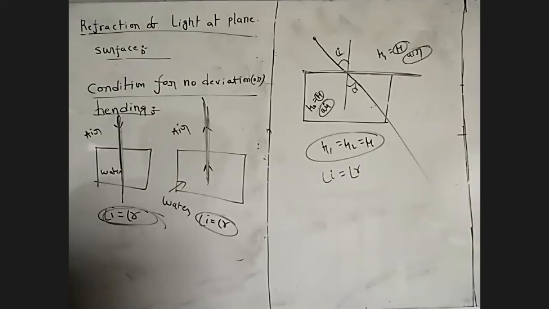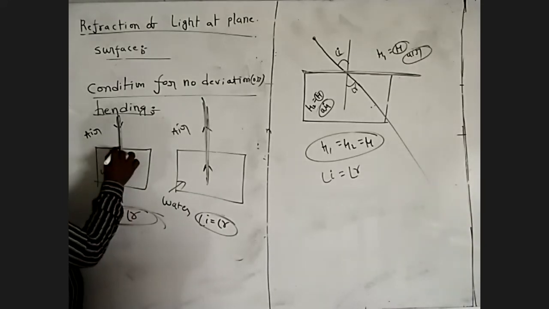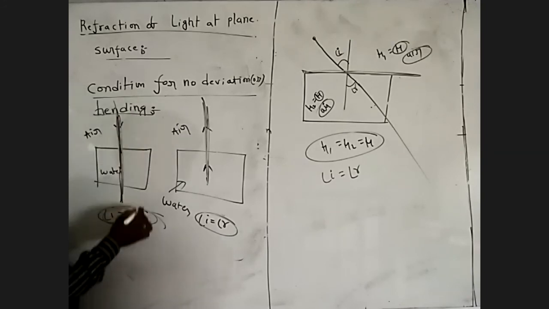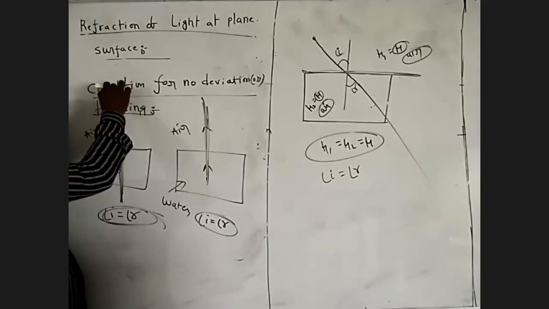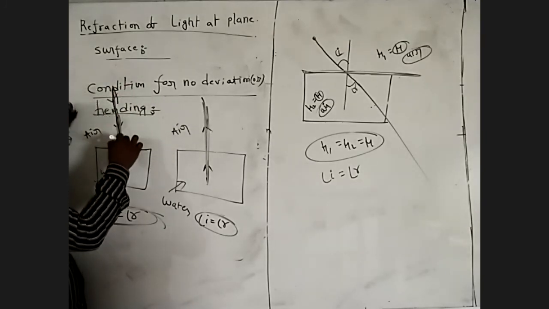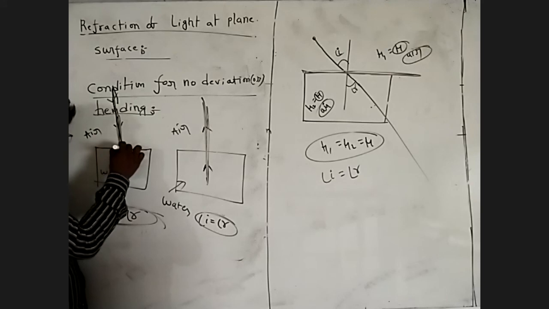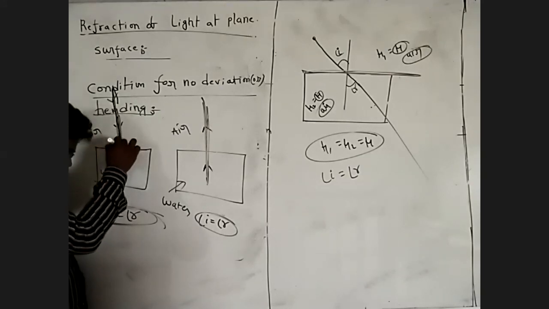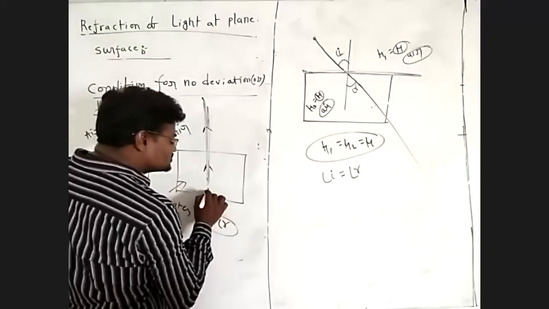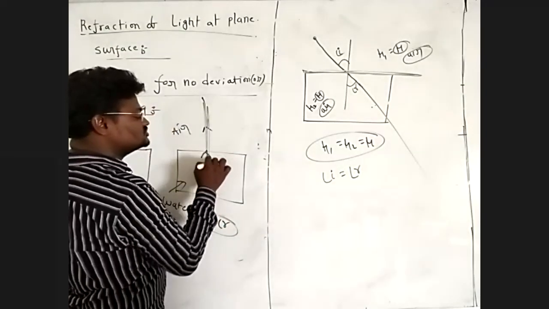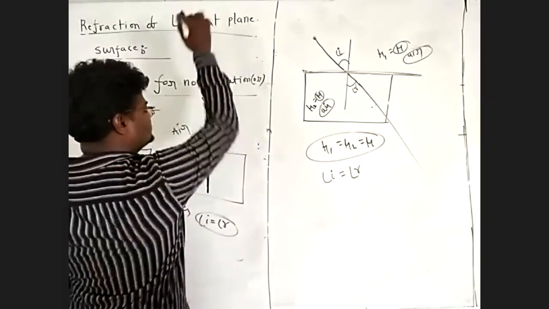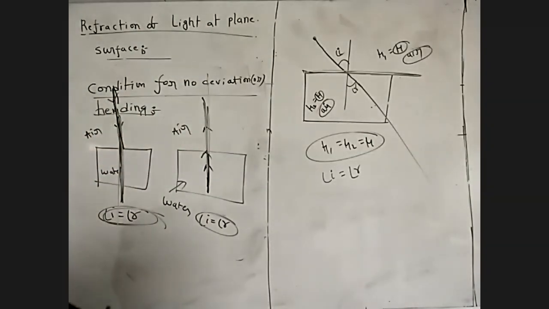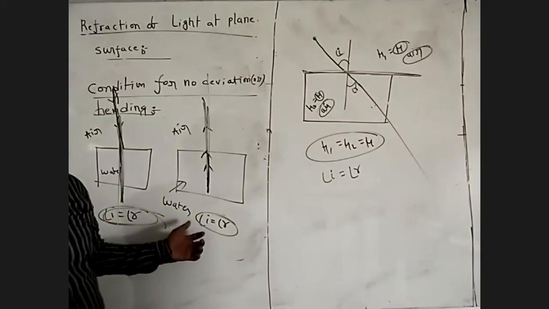There is no deviation. The incident ray strikes at the point of incidence. It does not deviate from its path. It goes straight. There is no deviation. Here, angle of I is equal to angle of R.